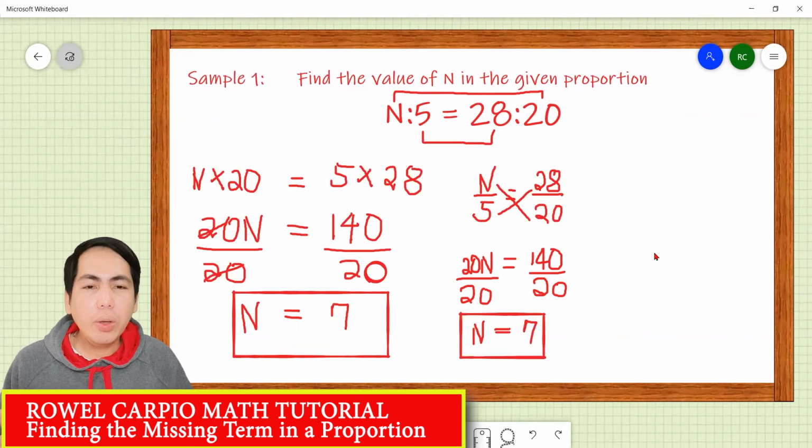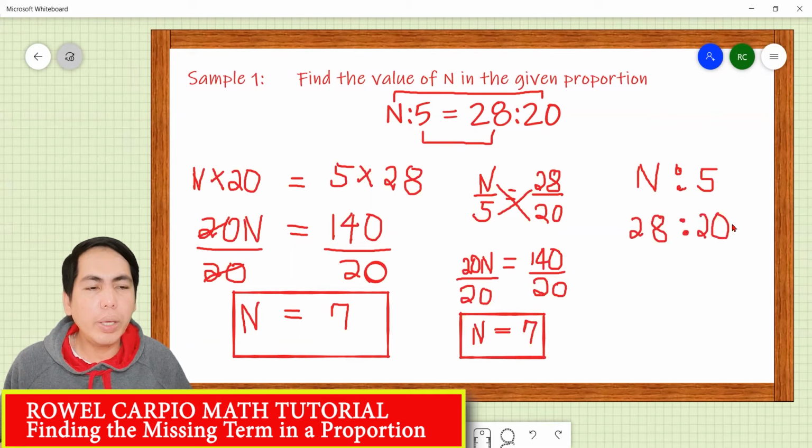Now, we can also use the shortcut method. So if we are using the shortcut method, we can write it this way. So n is to 5 and then 28 is to 20.